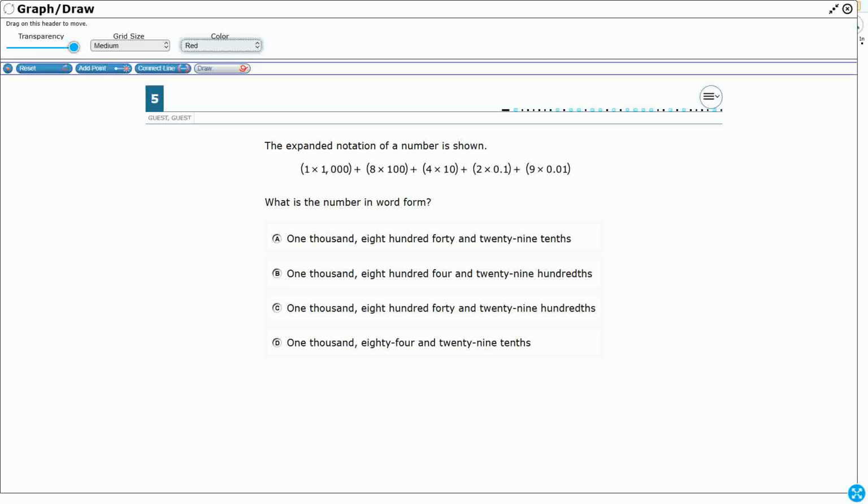All right, so we've got an expanded notation of a word here. We need to turn that into word form. So we've got a few different options here. We can make a place value chart and put everything there, or we can just take our numbers here and put them straight down into words. So let's look at both.